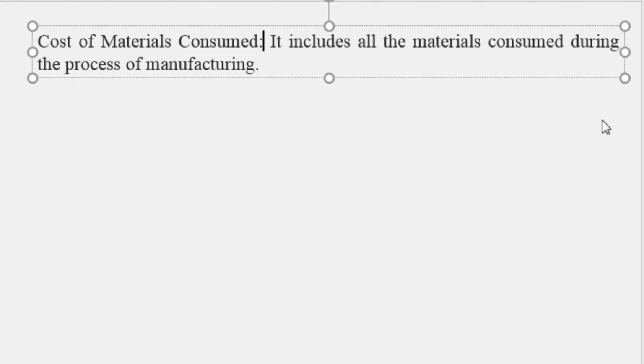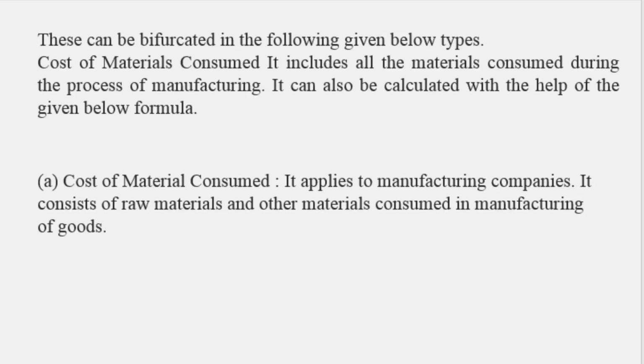So the first one is the cost of material consumed. It includes all the material consumed during the process of manufacturing, meaning whatever material you require to manufacture particular goods. For example, if I am producing a table, I need wood as a raw material. So whatever wood I have consumed in making that particular finished good, that is the cost of material consumed.